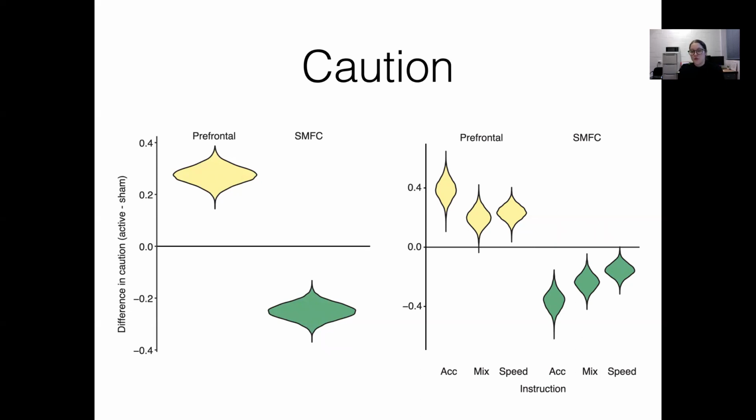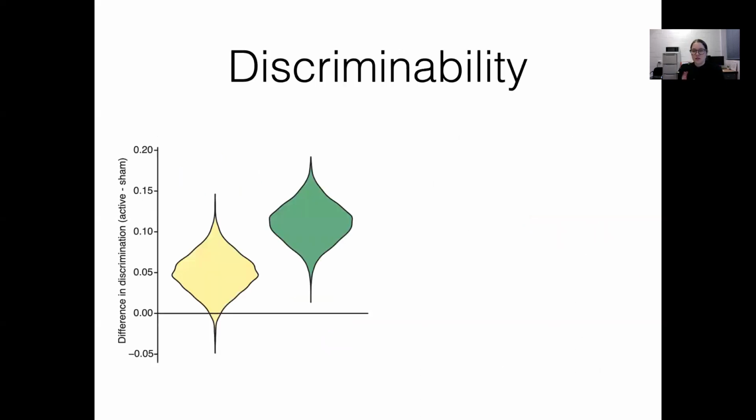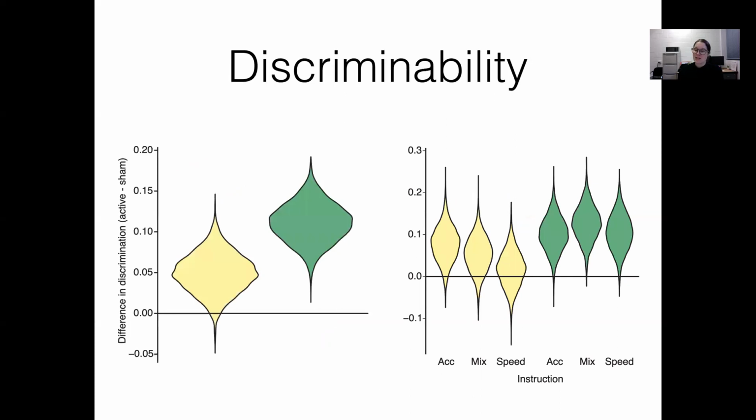In terms of discriminability, so the evidence accumulation, we found generally a bit of an increase for stimulating both regions. There was a slight increase in the rate of evidence accumulation regardless of where we stimulated, and the effect didn't vary across the different instruction blocks. They were pretty comparable across the 3, so none of those differences were reliable.